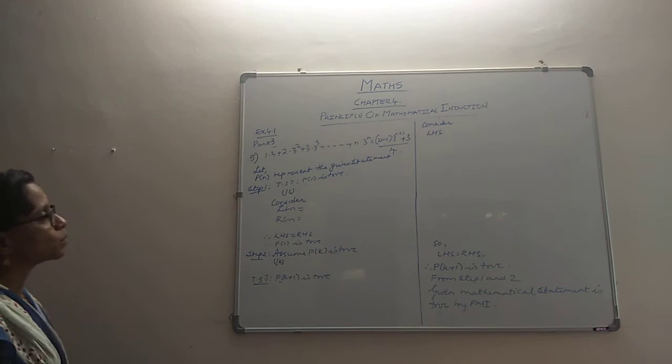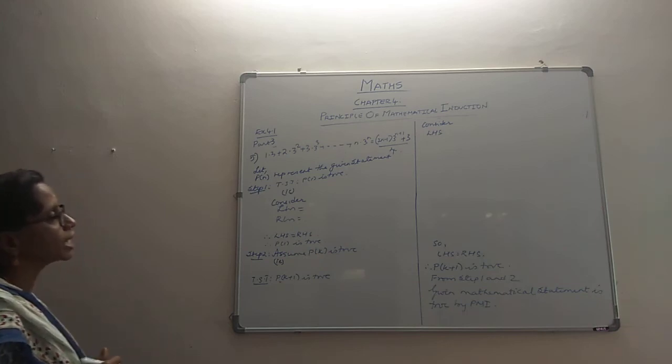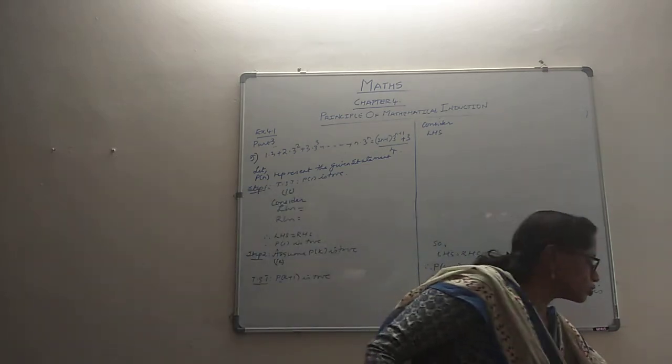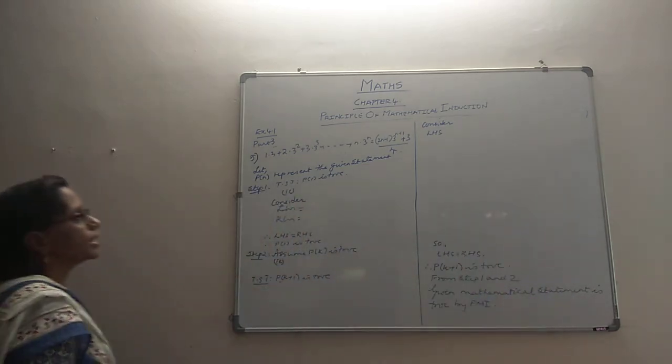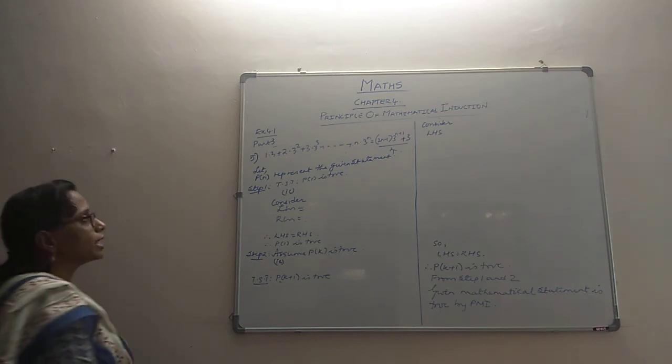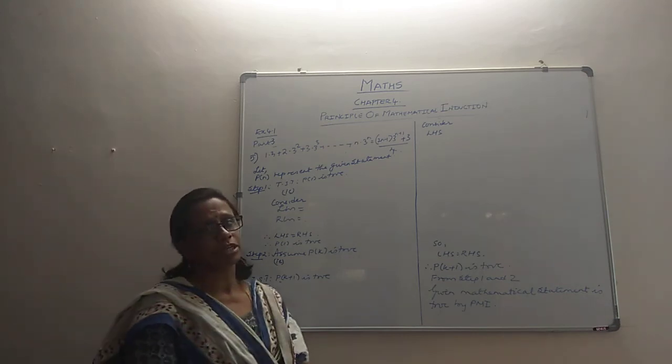It says that it is 1 into 3 plus 2 into 3 squared plus 3 into 3 cubed plus n into 3 raised to n. You've got to show that this is equal to 2n minus 1 times 3 raised to n plus 1 plus 3 by 4. Like we've done before, let Pn represent the given mathematical statement.